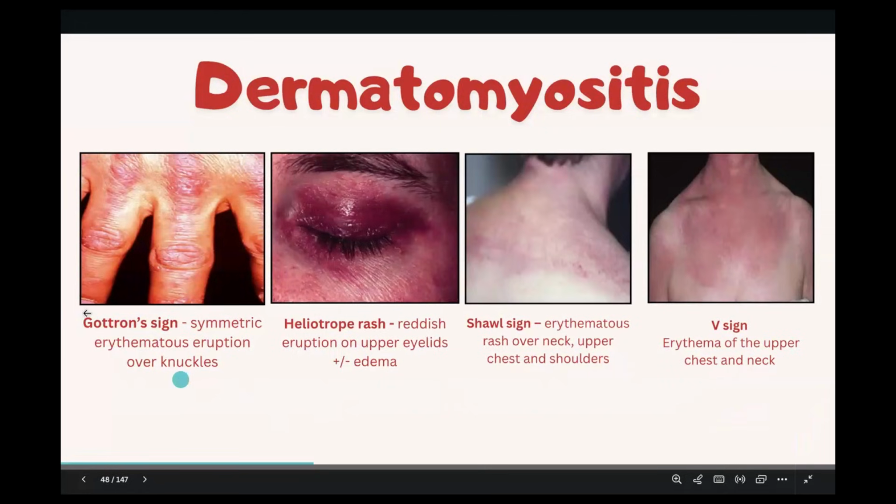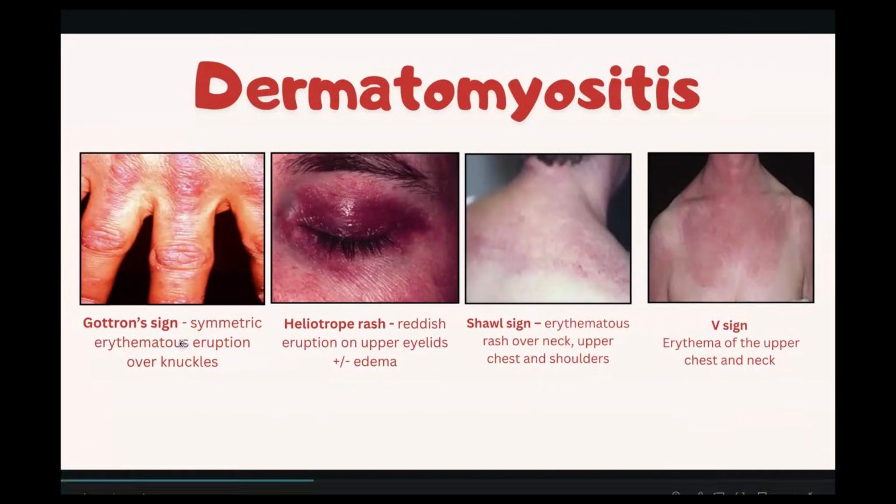We have, first of all, Gottron's sign. So Gottron's sign, as you can see here, causes symmetric erythematous eruptions over the knuckles. This sign is called the heliotrope rash. It's a reddish eruption on the upper eyelid. Here we have the shawl sign, or erythema on the back of the patient. And finally, the V sign, or erythema of the upper chest and neck of the patient. It's important to memorize the names of the signs and how they look.